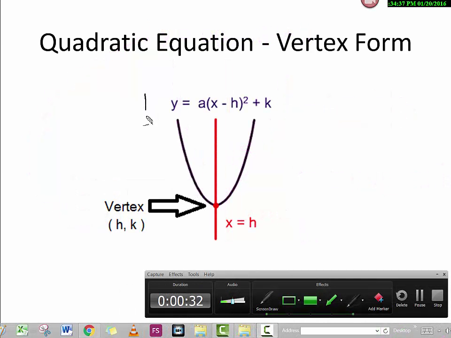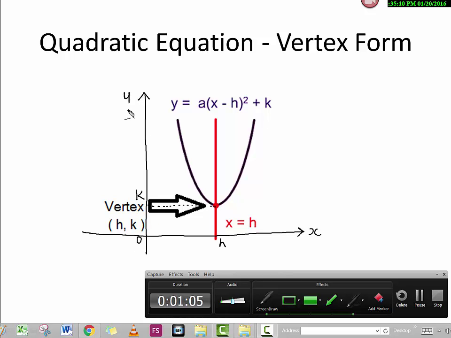Now if I draw the coordinate plane, you may see it more clearly. So the red line here is the axis of symmetry. The x coordinate for this line is h, and the y coordinate for this vertex is k. That's why we write down the vertex as h and k. H is the x value of the vertex, k is the y value of the vertex. So let me put down x and y here for you.